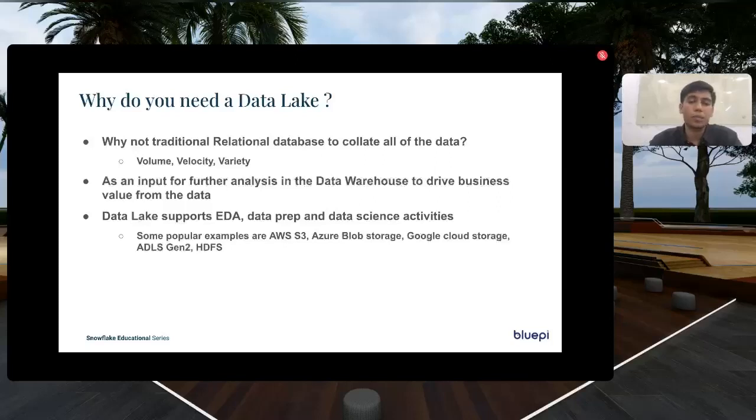Some of the popular data lakes provided by cloud vendors right now are AWS S3, Azure Blob Storage, Google Cloud Storage, ADLS Gen 2, and I'm naming this last, but it is the one that came first of all of these, which is HDFS, the Hadoop Distributed File System.